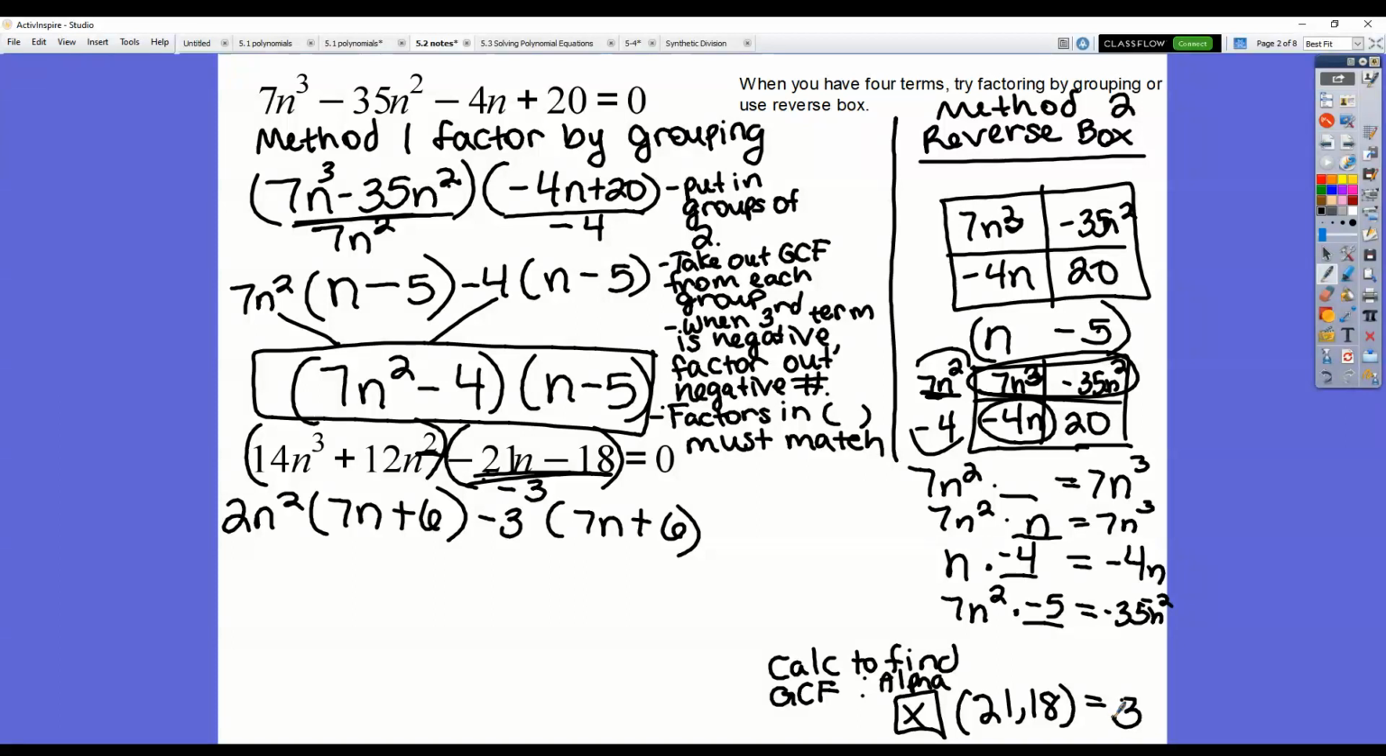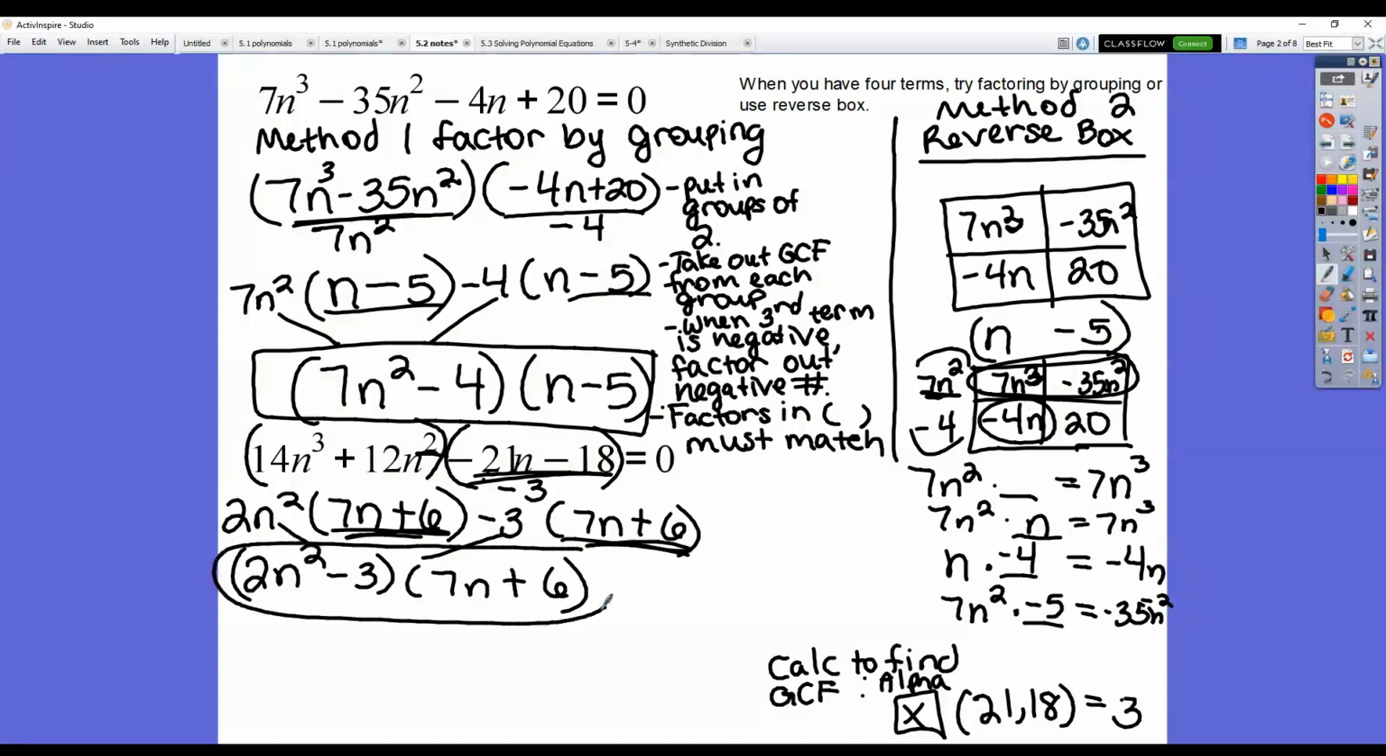Okay? So then we make sure these match. So then drop these down. And there we go. If you wanted to use the box, put all your terms in the box.